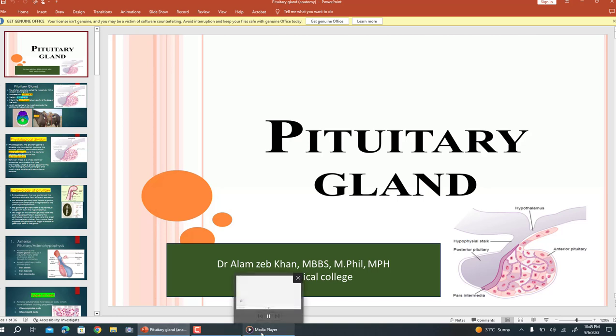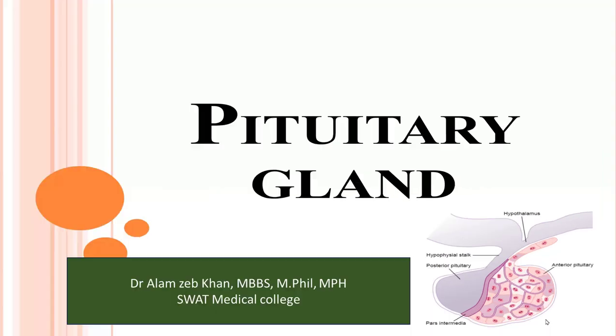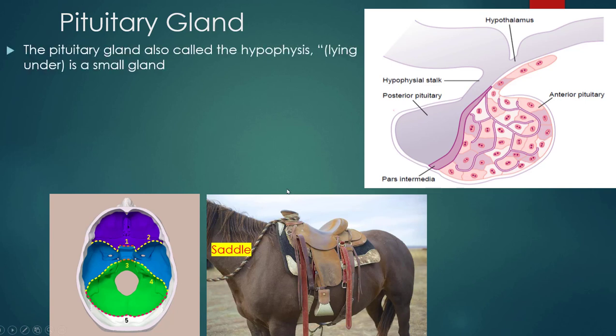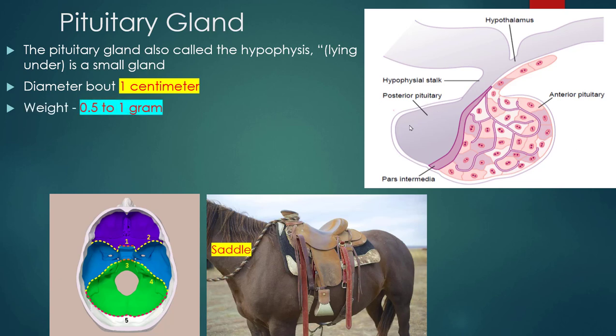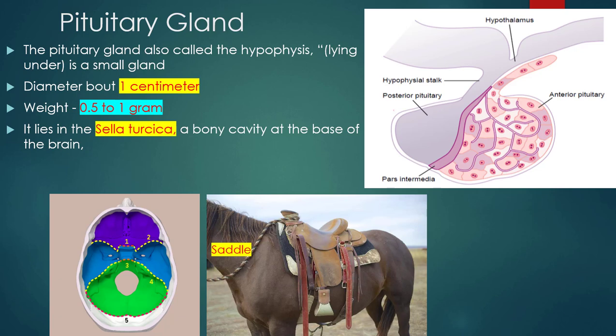Today I am going to discuss the pituitary gland. The pituitary gland is also called the hypophysis. Hypophysis means it is lying under the brain, and it is a small gland. Its diameter is 1 centimeter and its weight is about 0.5 to 1 gram. When we weigh it, its weight is about 1 gram.